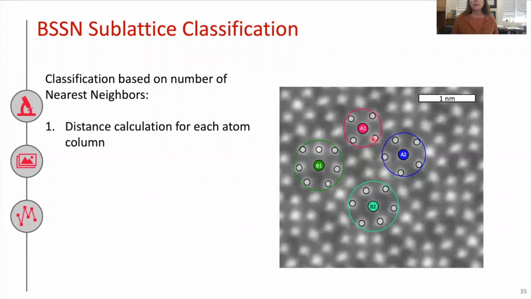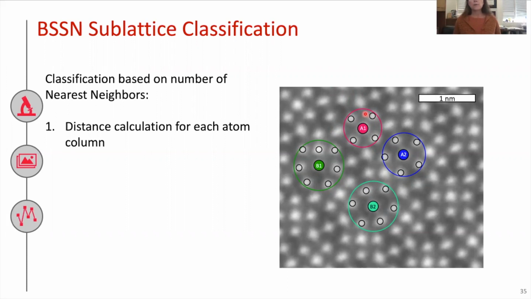If we look at the tungsten bronze along the 100 type, sorry, the 001 type direction, you can see that things don't sit on this kind of perfect grid where we can use some of the types of algorithms we used before to classify atom columns on either an A or a B sublattice as we did in the perovskite structure.